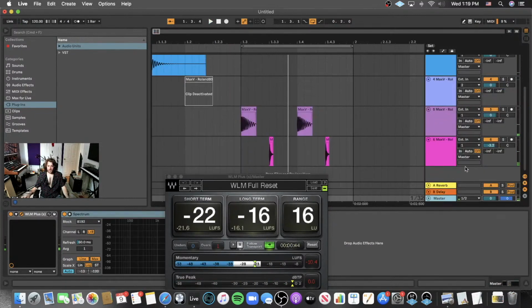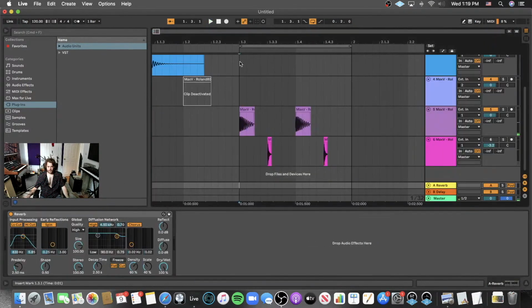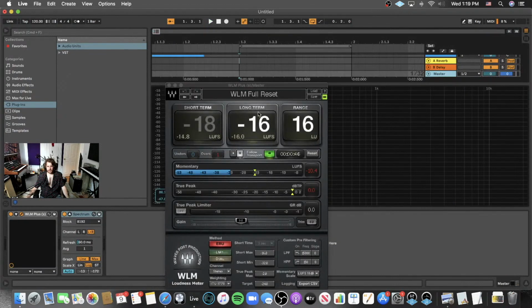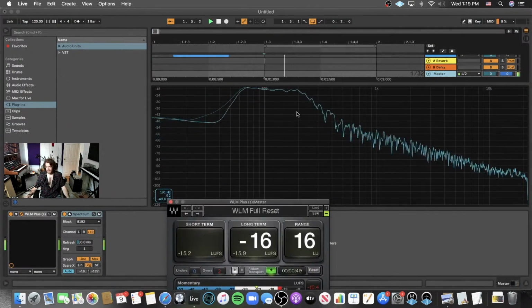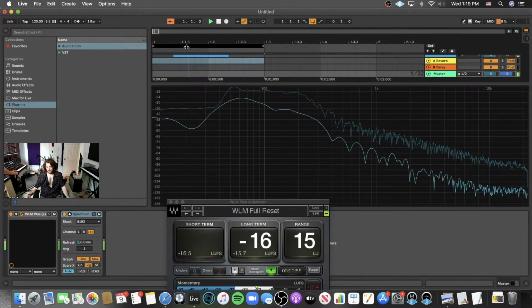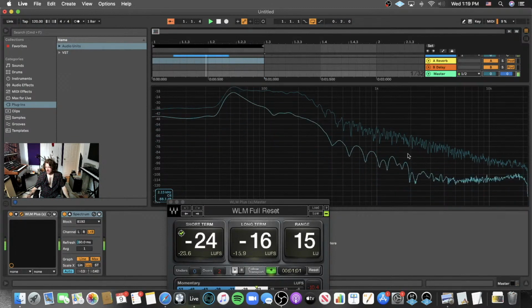But now let's look at this kick drum. Reset the frequency spectrum. So this sound clearly sounds like it has more high frequencies in it than this one. But as you can see, there's not that big of a difference, really.